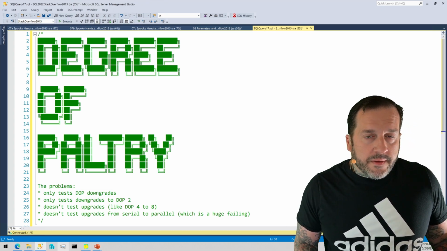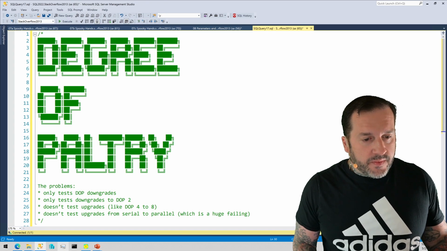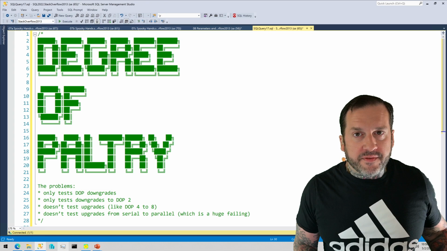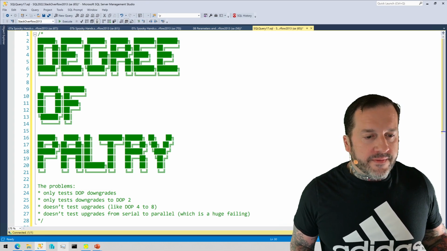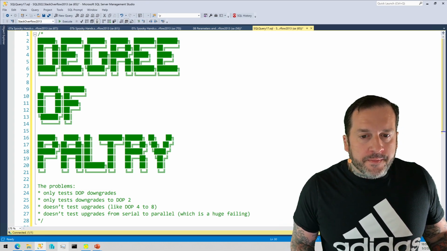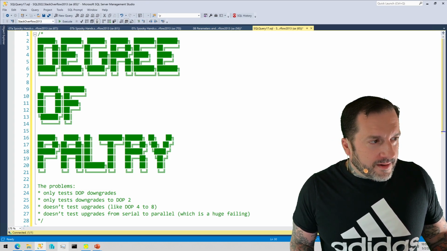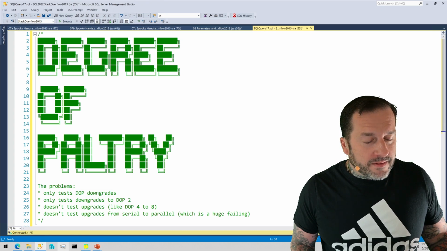So anyway, those are my thoughts on the degree of parallelism feedback setting. It's not a terribly good feature. I've seen the demos for it. It's not very interesting. DOP goes down, doesn't go up. And that's about it. I don't know.